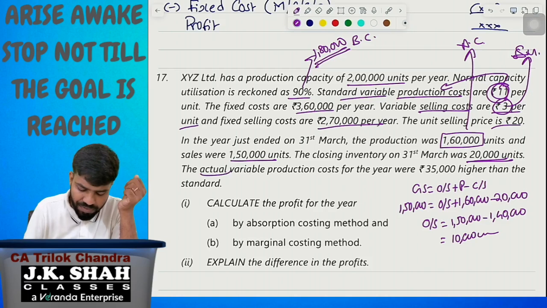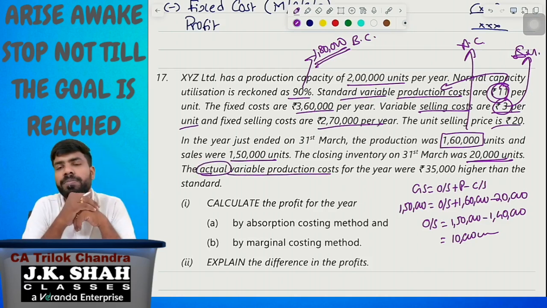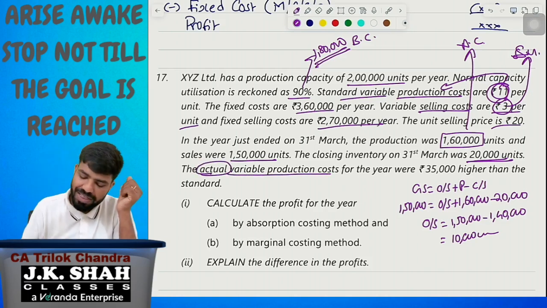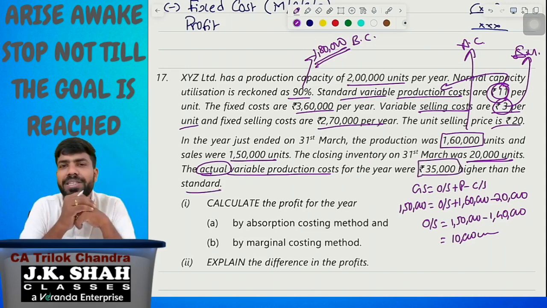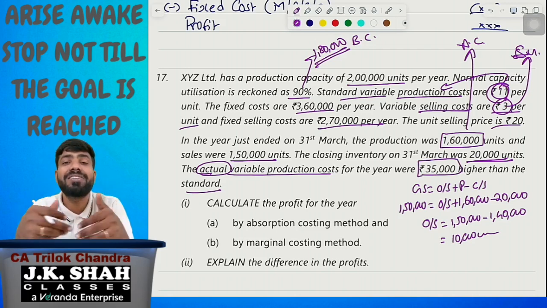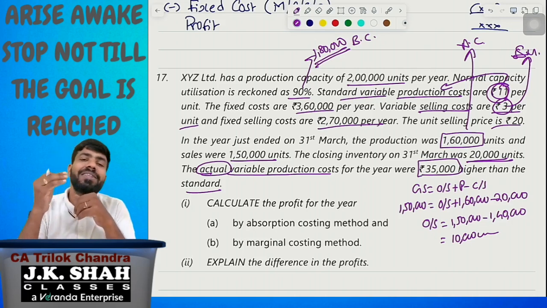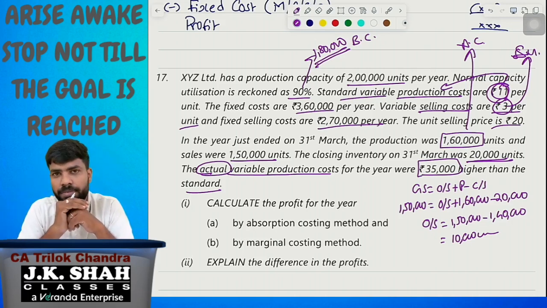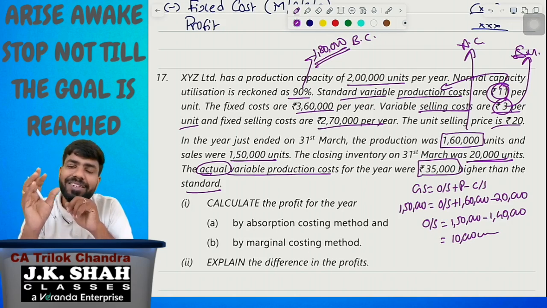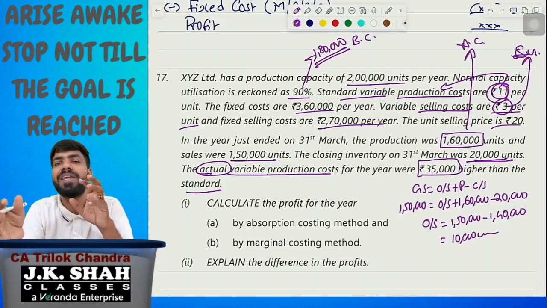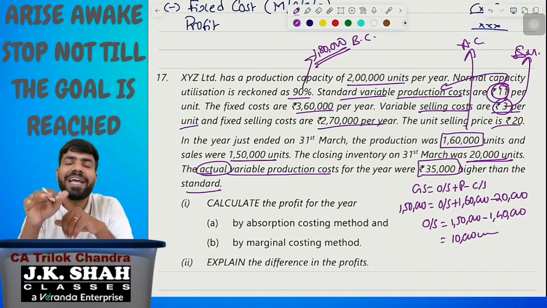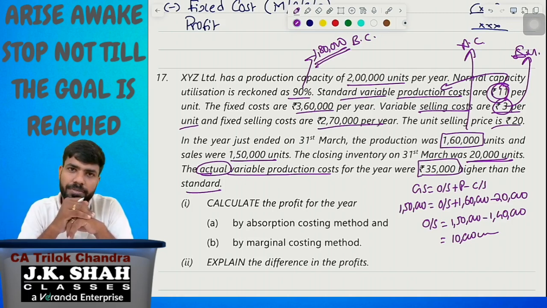Next. Last adjustment what they given is the actual variable production cost. See, look at the information. Actual variable production cost is 35,000 higher than the standard. What is the standard given? 11 rupees per unit is the standard. Are you understanding? Standard cost is but permitted cost, allowed cost. But they are taking 35,000 extra. That is the actual cost. So allowed cost is 11 rupees per unit. How many units we are producing? 1,60,000 units. So 1,60,000 units into 11 rupees will get the standard variable cost permitted, plus 35,000 will get the actual variable production cost.